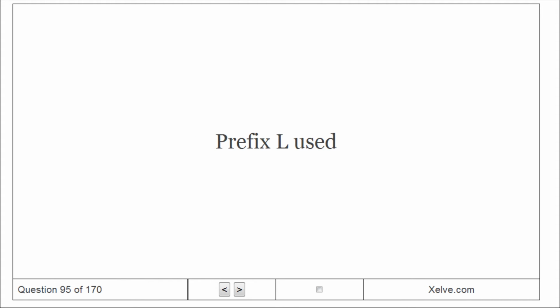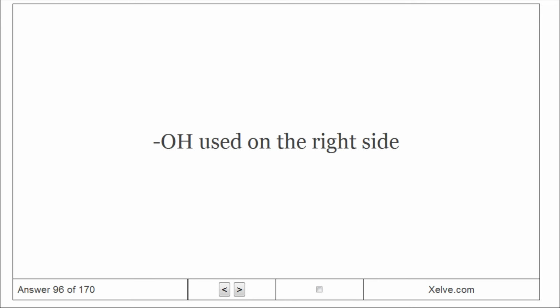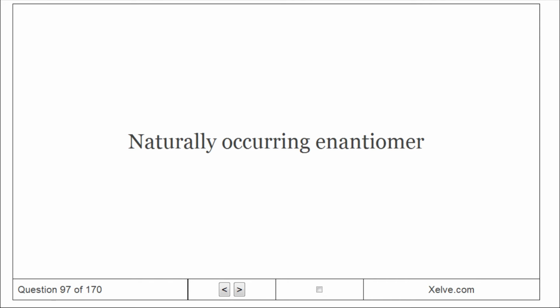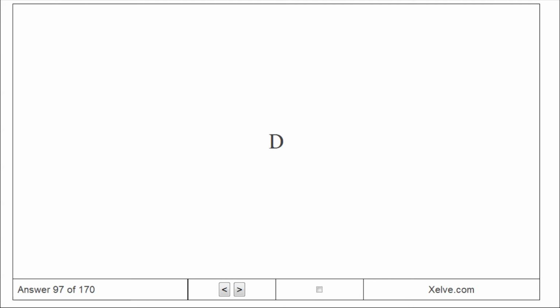Prefix L used: OH on left side. Prefix D used: OH on the right side. Naturally occurring enantiomer: D. Unnatural isomer: L prefix.